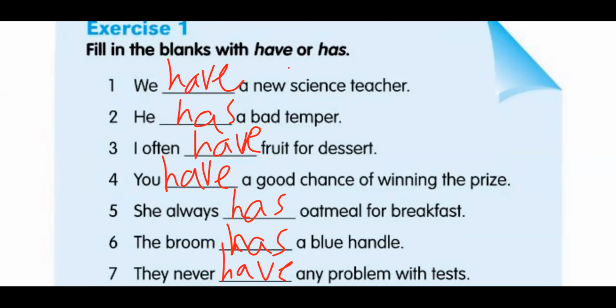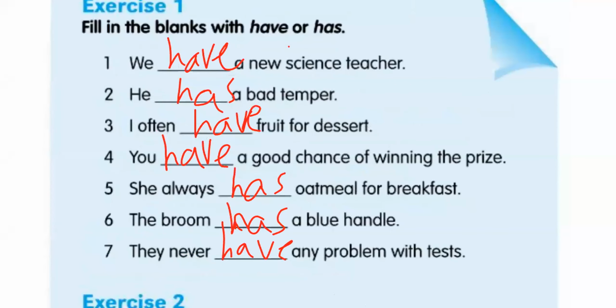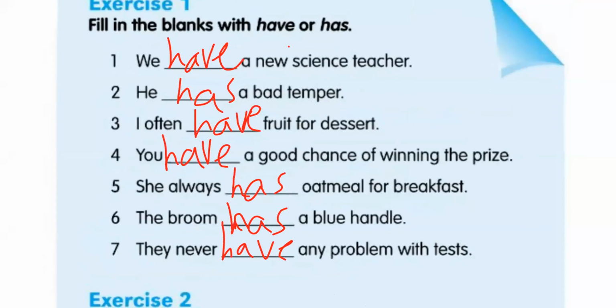Okay, Sister Shamim Sultana, read the sentences. Assalamu alaikum warahmatullahi wabarakatuh. Walaikum assalam wa rahmatullahi wa barakatuh. Fill in the blanks with have or has. We have a new science teacher. He has a bad temper. I often have fruit for dessert. You have a good chance of winning the prize. She always has oatmeal for breakfast. The broom has a blue handle. They never have any problem with tests. Okay, Jazakallah khair. Yes, I want one more person to read.